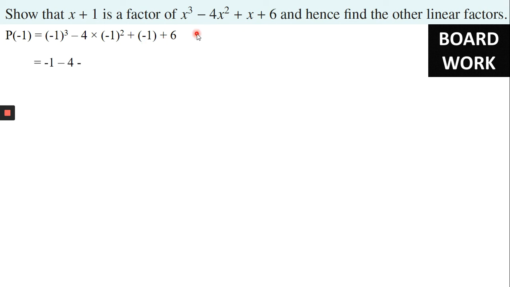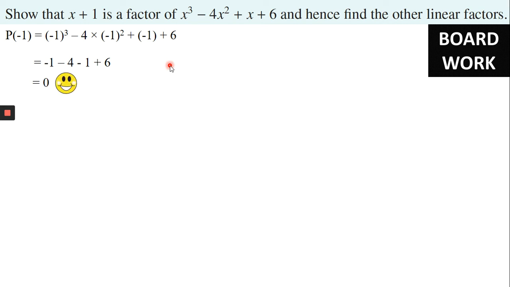So that's a minus 1, because a minus and a minus and a minus carries a minus. That becomes a plus. So minus 4 times plus 1, minus 4. That becomes a minus. So we do get a 0. So I'm happy. I've got a 0.